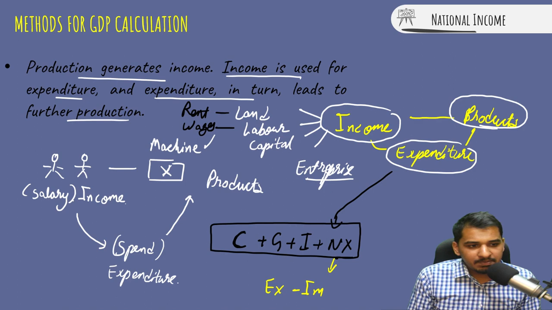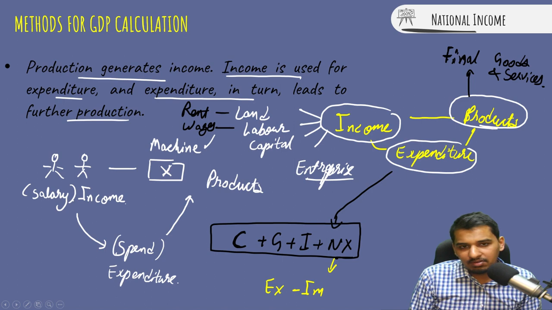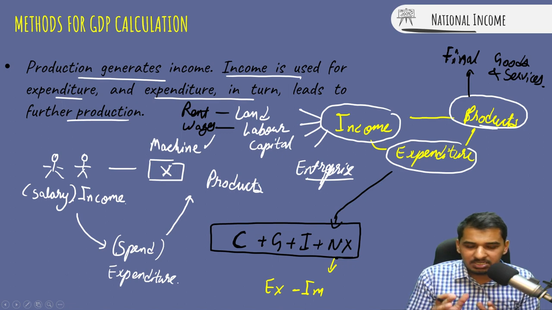In case of GDP by production method, we'll have to take the value of final goods and services involved. This is how you will calculate GDP in case of production method. So these are the three ways. We'll be seeing them one by one: GDP by income method, GDP by expenditure method, and GDP by production method.